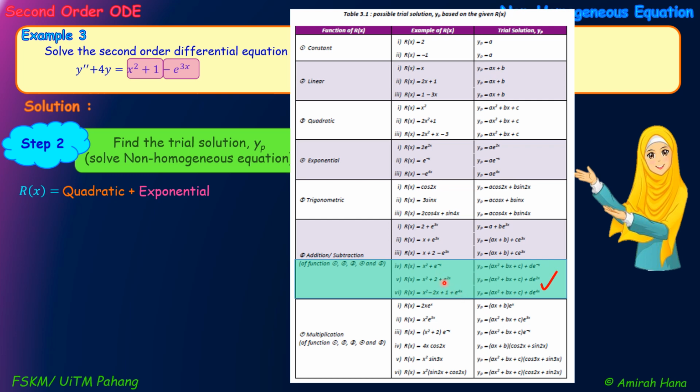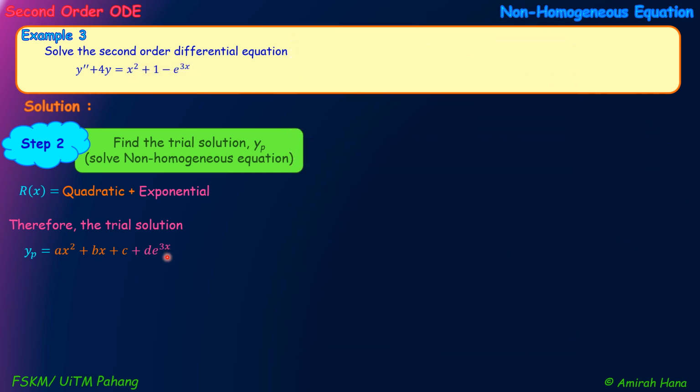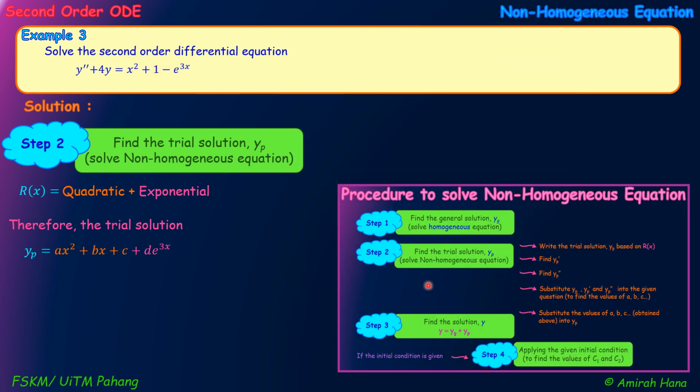From here, we can write the trial solution yp equals ax squared plus bx plus c plus de to the power of 3x. 3x here because the given question is in terms of e to the power of 3x. After that, we refer back to the procedure to solve a non-homogeneous equation. After we find yp based on Rx, we are now under step 2.